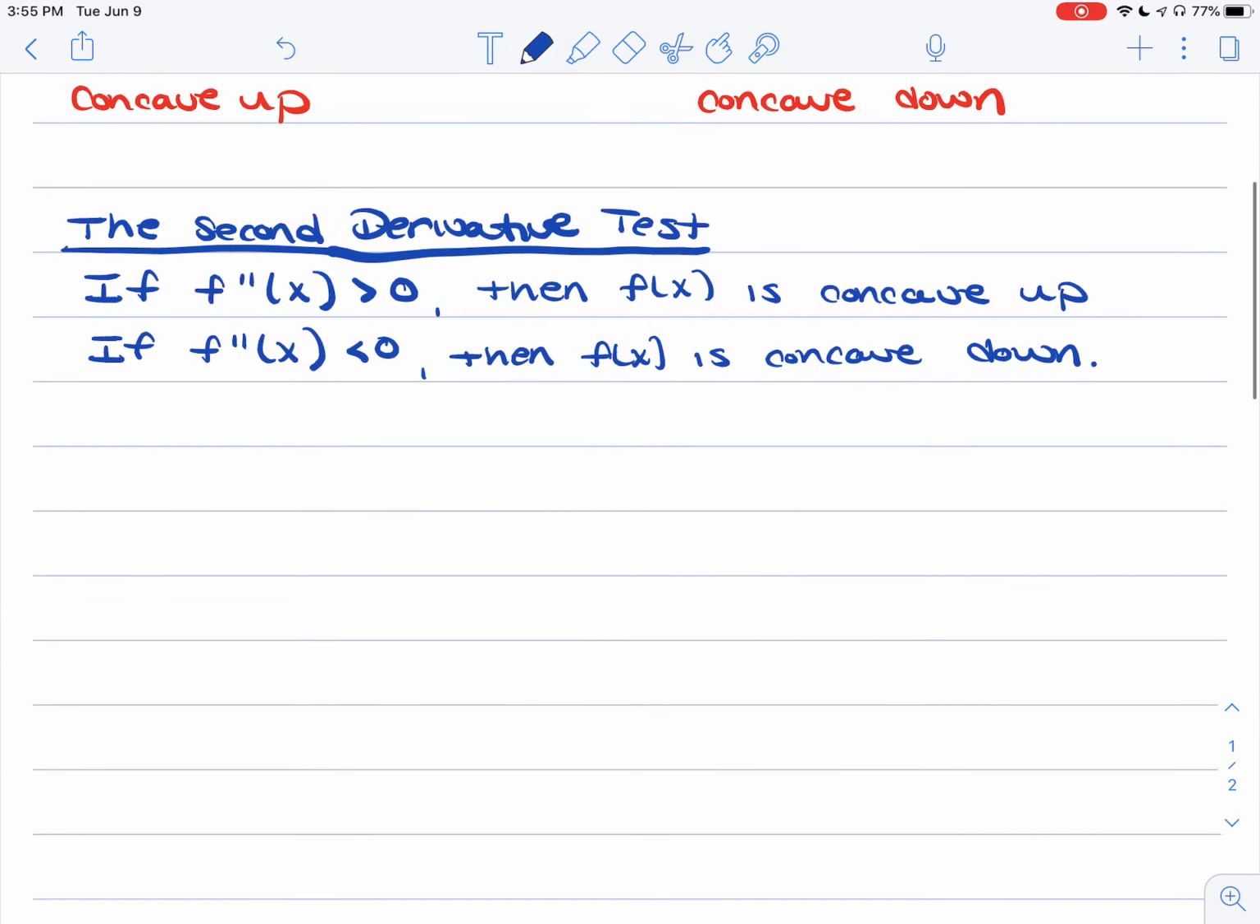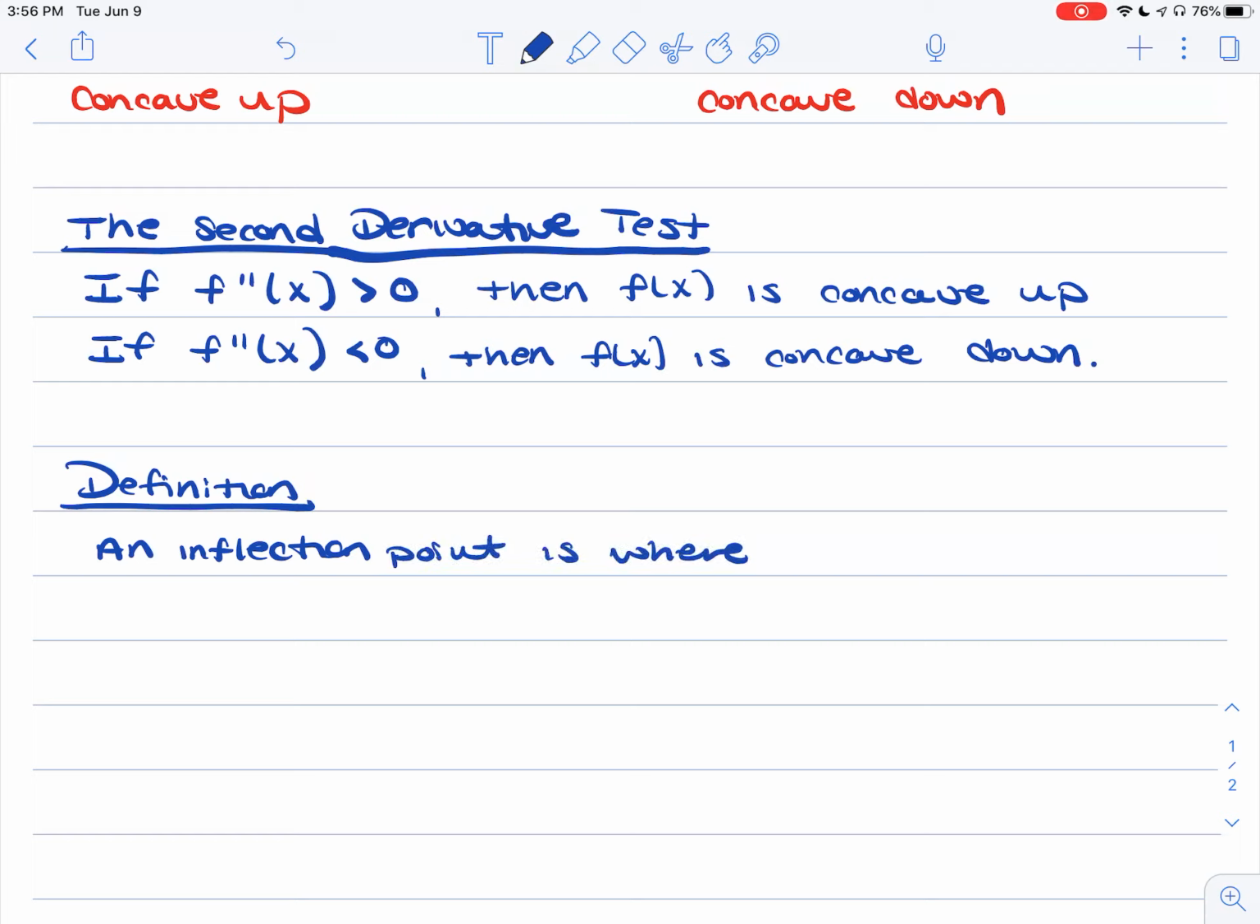Okay. The other thing we're going to need is one quick definition here, and that's something called an inflection point. So an inflection point is where the graph of f of x changes concavity. Okay, so where it changes from concave up to concave down or vice versa.